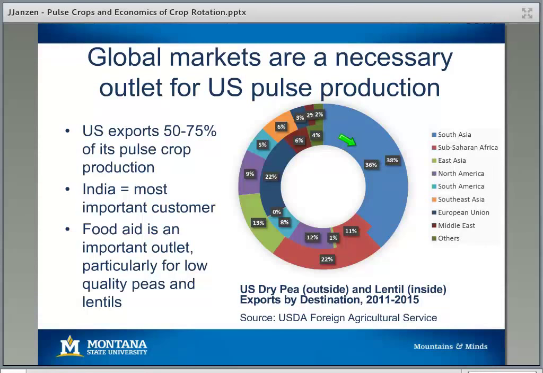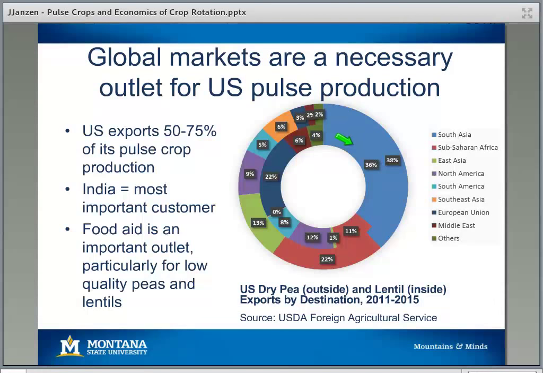And again, that could be a negative for US growers. And finally, the Indian government maintains large stockpiles of pulses. And so when they sell out of that stockpile, that can also lower market prices. So it's something to be aware of, that what happens there has a big influence on price.